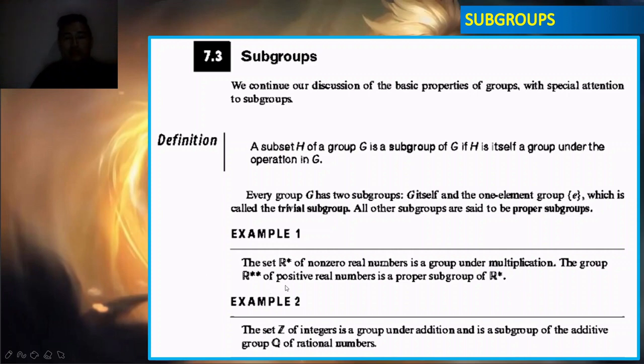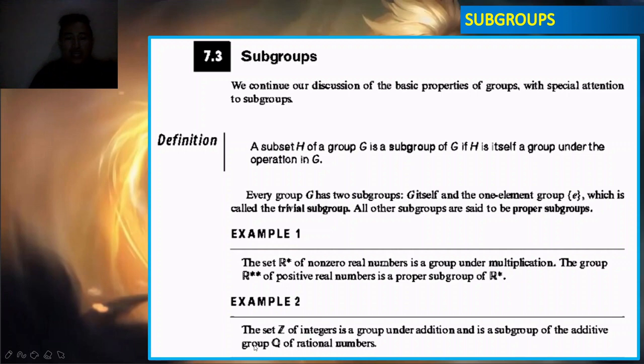Or Q star is a proper subgroup of R star. Okay. If it is Q star, then the Q plus, the Q plus is a proper subgroup of R star, no, not Q. Okay.